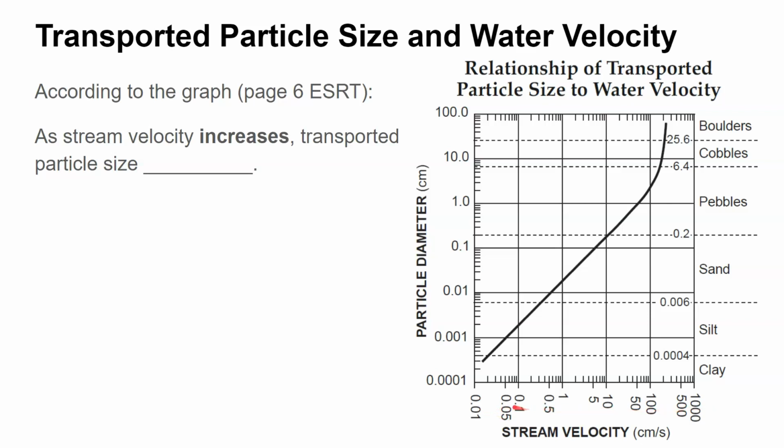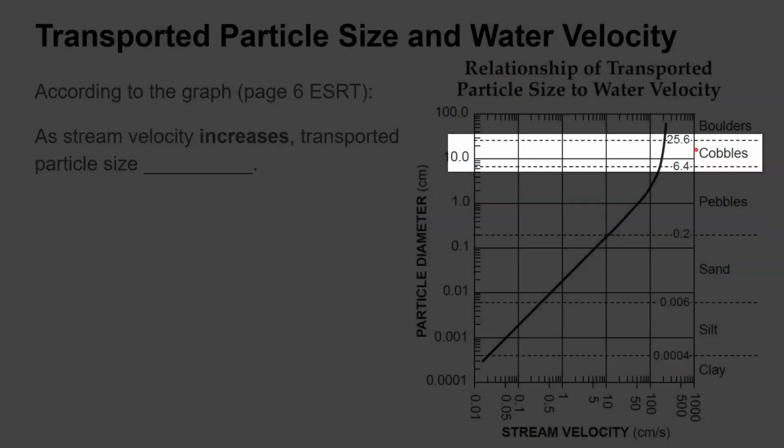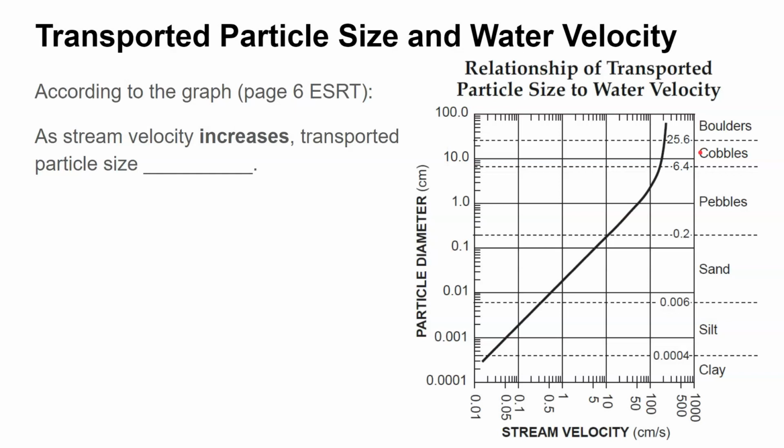Along the bottom x-axis, we have stream velocity in centimeters per second. The primary y-axis is particle diameter in centimeters. And then on the right side, the secondary y-axis, we have different particle sizes. So we go from boulders to cobbles to pebbles, sand, silt, and the very smallest particles are known as clay. Boulders are any particles that are larger than 25.6 centimeters in diameter. Cobbles are in between 6.4 centimeters in diameter and 25.6 centimeters in diameter, so on and so forth.